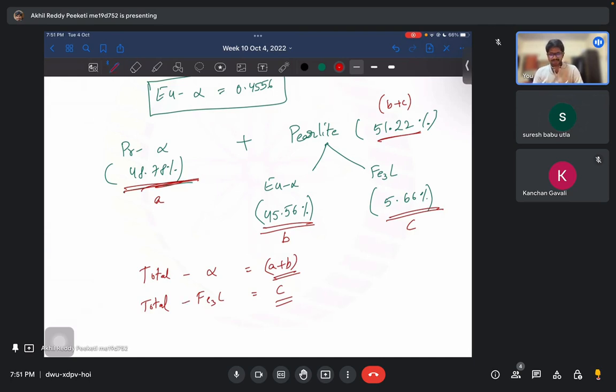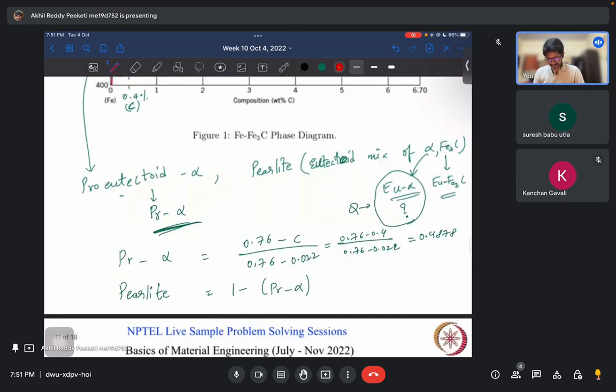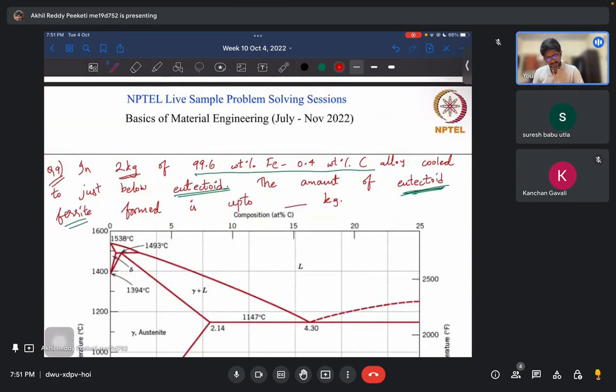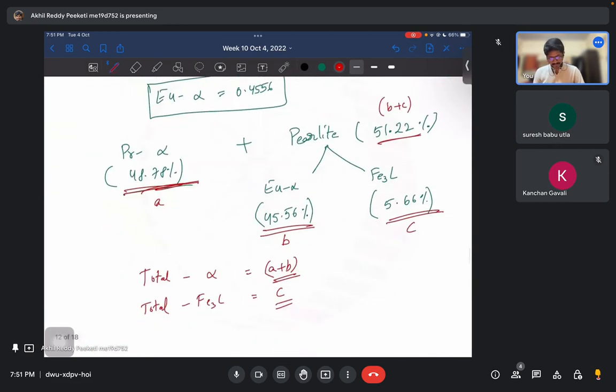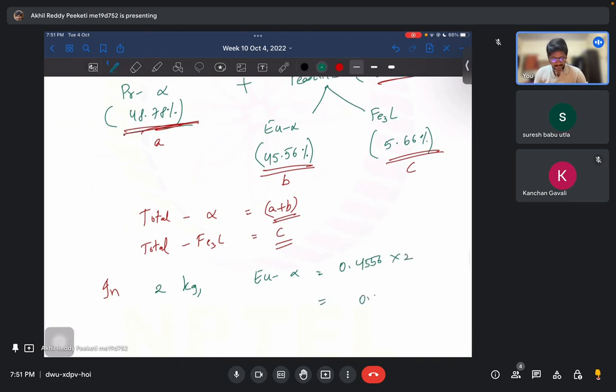It's a little confusing, but it's not that confusing if you write down everything. Now the question is, in a total of 2 kgs, how much is eutectoid ferrite? We know that eutectoid ferrite is 45.56%. So in 2 kgs, eutectoid alpha would be 0.4556 times 2 kgs, so it's almost 0.91 kgs. That's it. Is this clear?